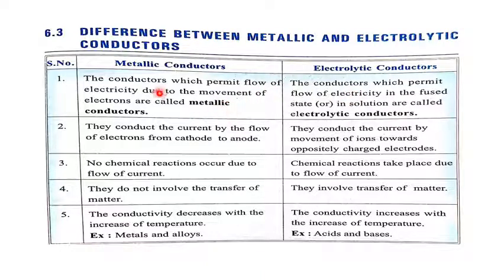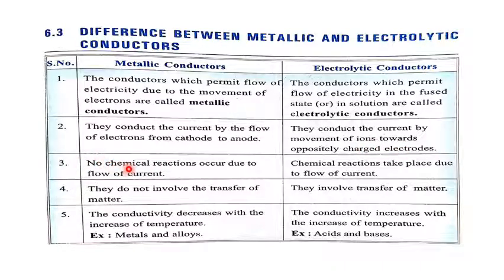So definitions are important. Next, metallic conductors conduct the current by the flow of electrons from cathode to anode. Electrolytic conductors conduct the current by the movement of ions towards oppositely charged electrodes. Already I explained: cations move towards the cathode, anions move towards the anode.